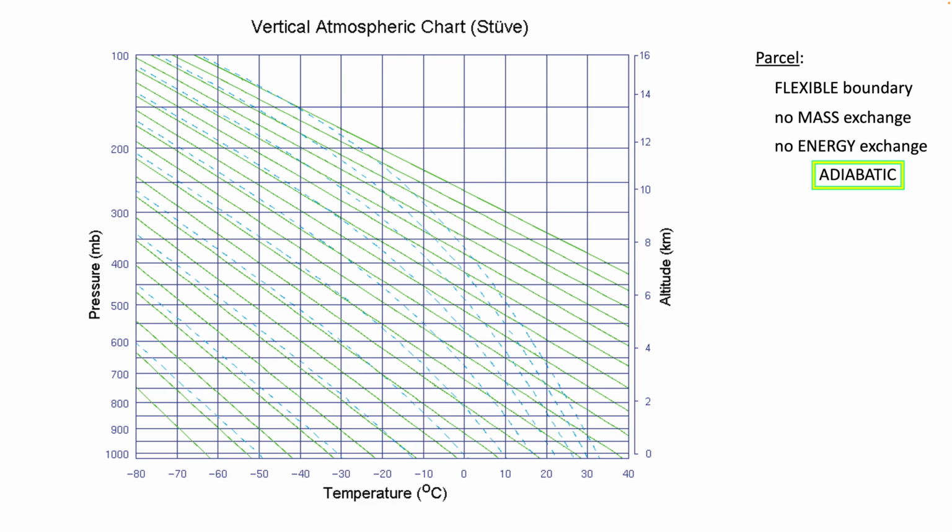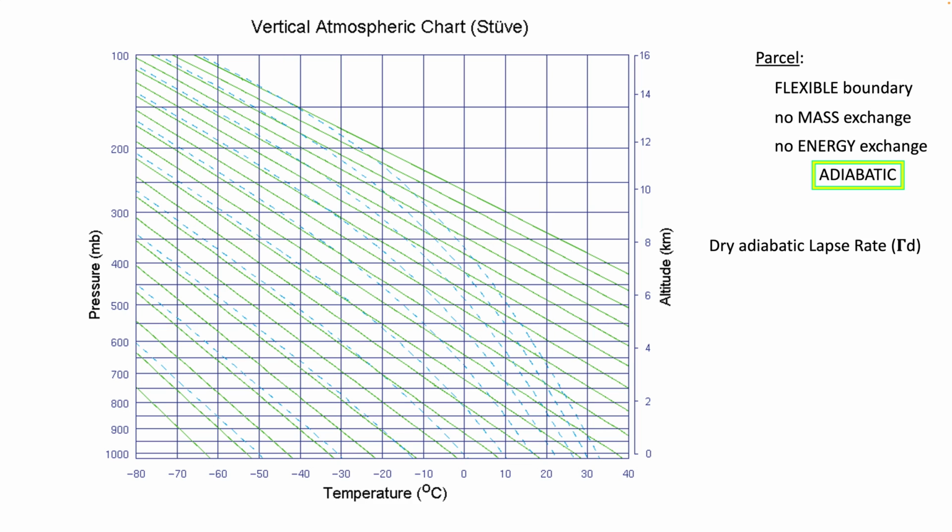Now, the term that we use to describe a boundary that does not allow energy to cross it is adiabatic. So parcel boundaries are adiabatic. Keep the word adiabatic in your head as well. I'm about to use adiabatic two more times below. The first time I use adiabatic is with something called the dry adiabatic lapse rate.